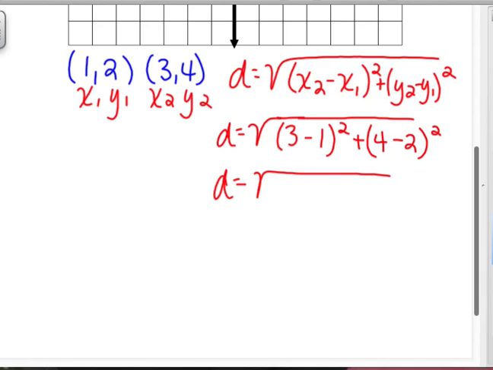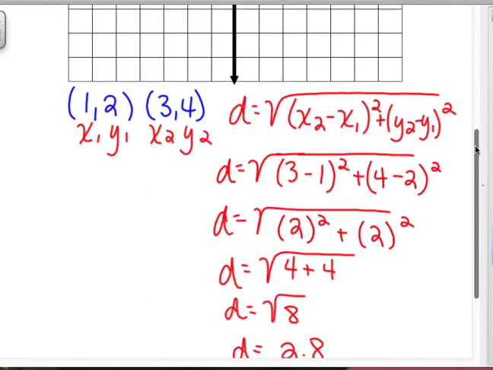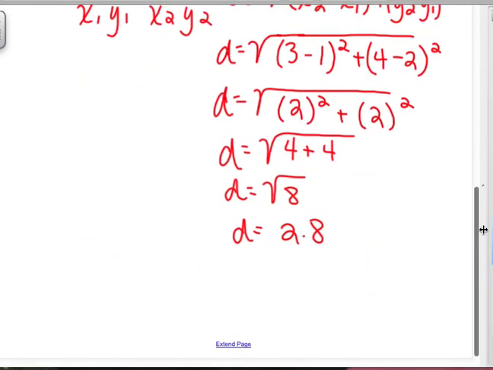3 minus 1 is 2. 4 minus 2 is 2. 2 squared is 4, and 2 squared is 4. 4 plus 4 is 8. Last step, square root of 8. 2.8 units. Final answer. See, it's not 2, it's 2.8. You can't just look and try to count the boxes. That does not work. You gotta do the formula.